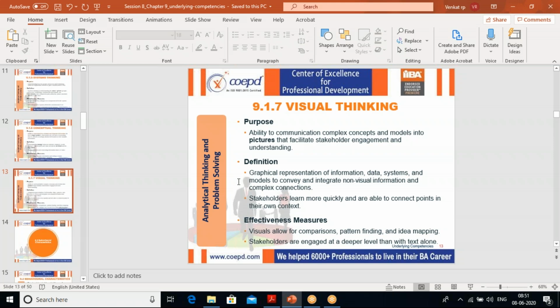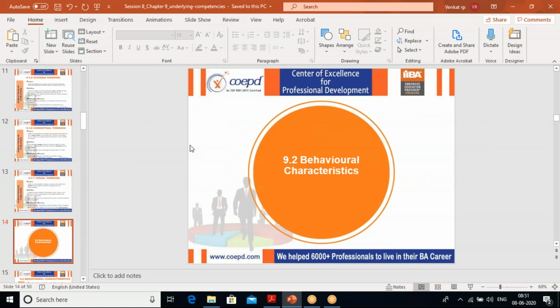thinking. Most of the time it is pictures, models, diagrams, and sometimes data flow diagrams, activity diagrams, flow charts, then mock-up screens and pages. All these things will serve the purpose. This comes under visual thinking. So all this is analytical thinking and problem solving. Got it? And now let us look into the behavioral characteristics.